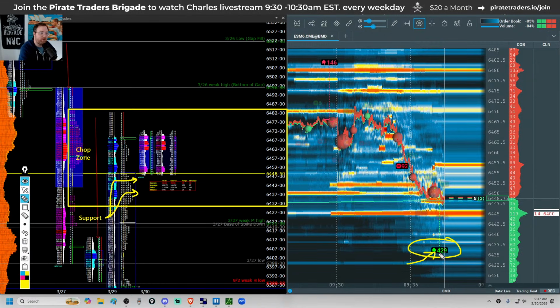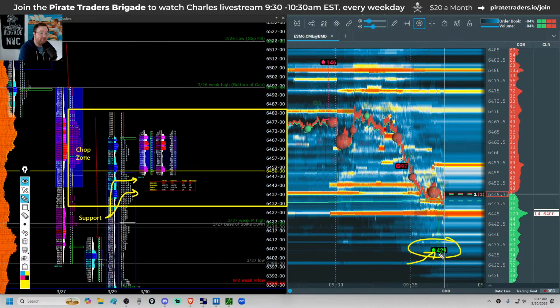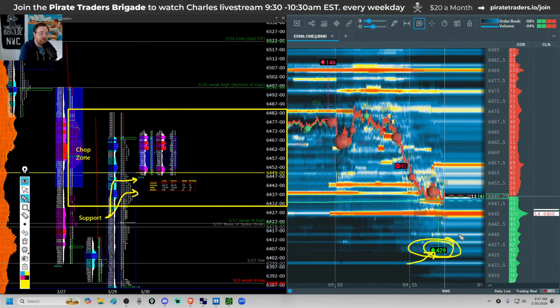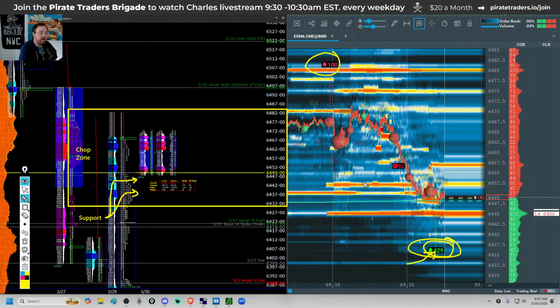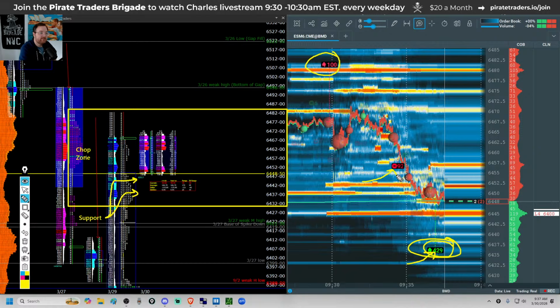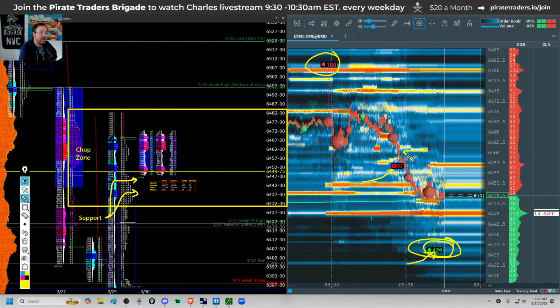So this is that iceberg at the low. They fully filled it, and in total, it was 429 contracts. There was one up here that they fully filled at 146 contracts. And then this one right here that looks like a little stop sign, that's a stop that got taken out for 90 contracts.